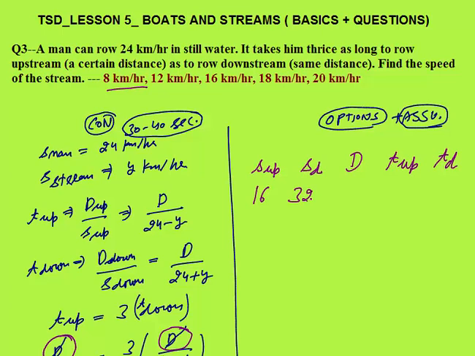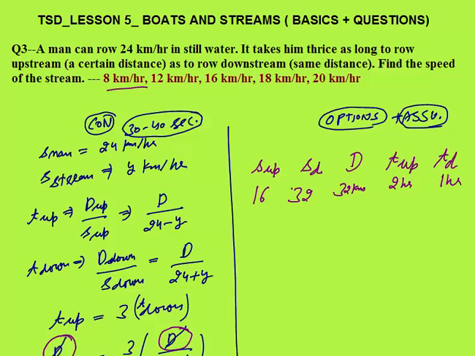Now what distance can I assume? Distance I will assume which is a multiple of 16 as well as 32. Distance I will assume 32 km. Now time upstream would be how much? Time is distance upon speed. You will travel 32 with a speed of 16. Time would be 2 hours. Time downstream would be how much? You will travel 32 km with a speed of 32. Time would be 1 hour.